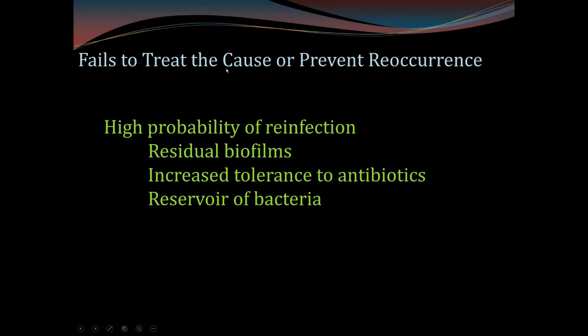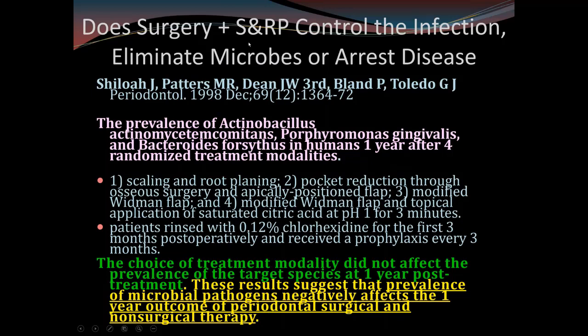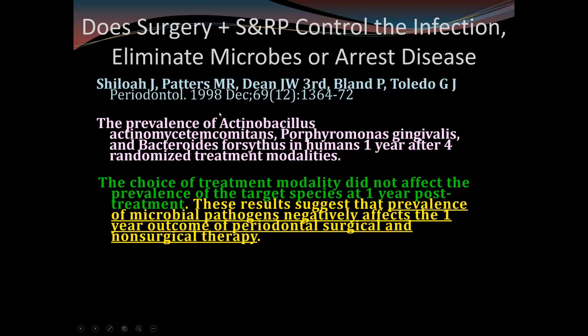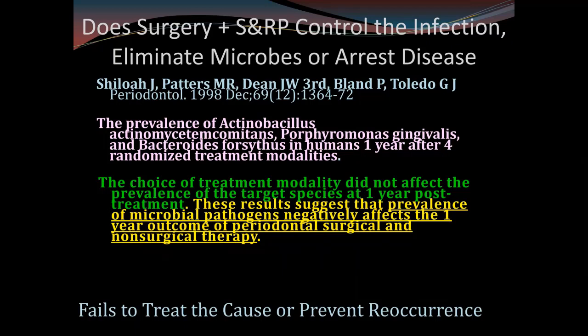Case in point: surgery, scaling, root planing, pocket probing, periapical surgery, modified flaps, citric acid lavage, chlorhexidine rinses, and every 3 months you're getting a prophylaxis. I mean, you can't do much more than that from a dental standpoint. But you know what? It didn't affect the prevalence of the target species at 1 year post-treatment. The pathogens, if they are there, you have left the splinter in the wound.